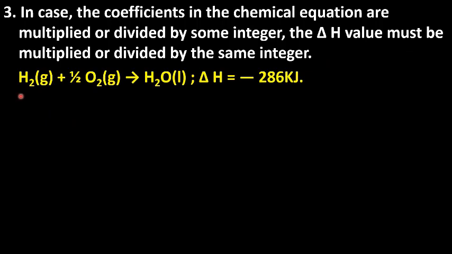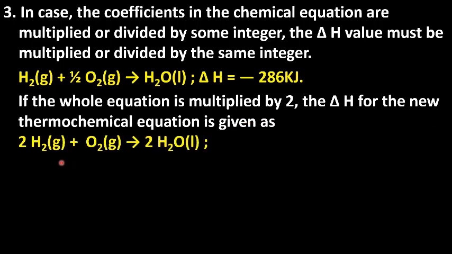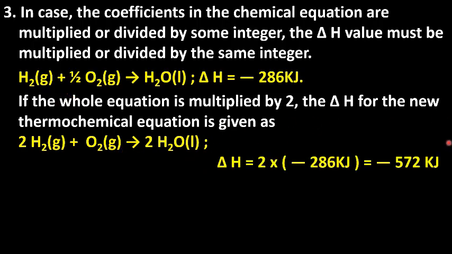For example, hydrogen plus half a molecule of oxygen gives water, and delta H is minus 286 kilojoule. Suppose we multiply the whole equation by 2. The delta H for the new thermochemical equation is given as follows. It becomes 2H2 plus O2 gives 2H2O. That means when we multiply half with 2 we get 1. This is 2H2O. Therefore, delta H also must be multiplied. Here minus 286 is multiplied by 2. Therefore, we get minus 572 kilojoule.